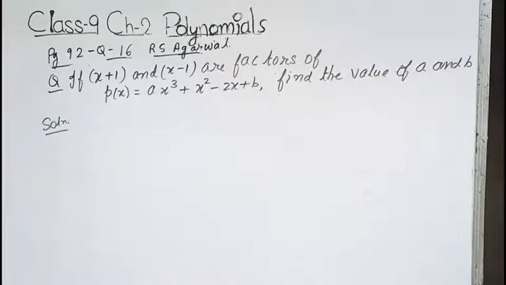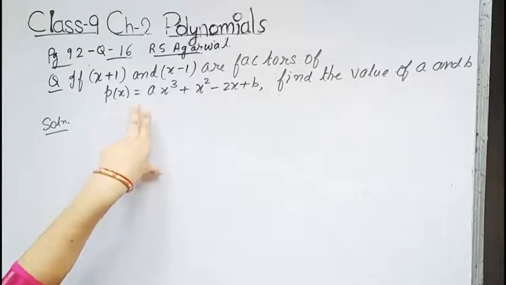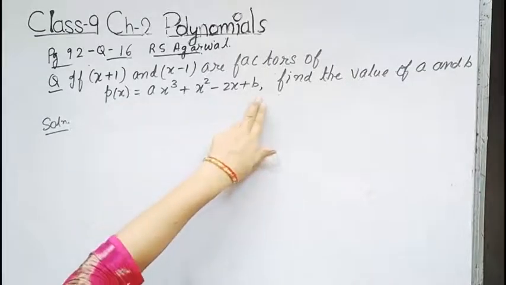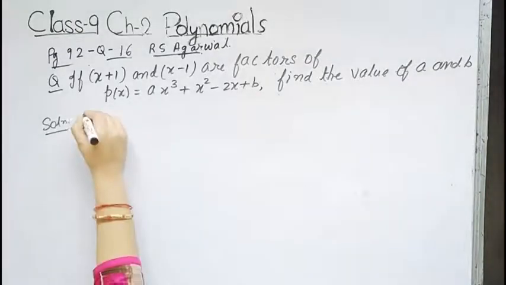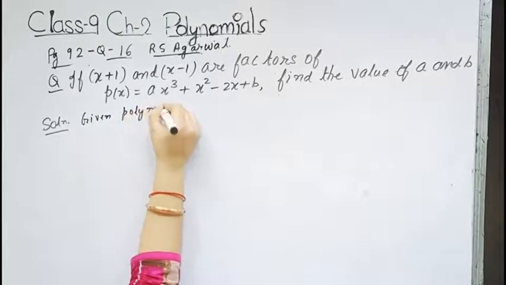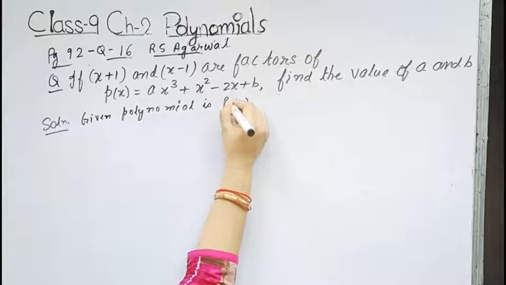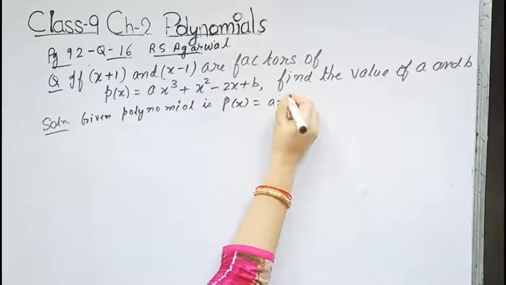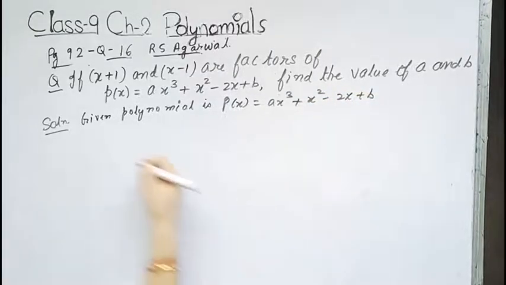The next question which I have taken is question number 16 of page 92, R.S. Agarwal. The question is, if x plus 1 and x minus 1 are factors of a polynomial p(x) equals ax cube plus x square minus 2x plus b, find the value of a and b. So here the given polynomial is p(x) equals ax cube plus x square minus 2x plus b.